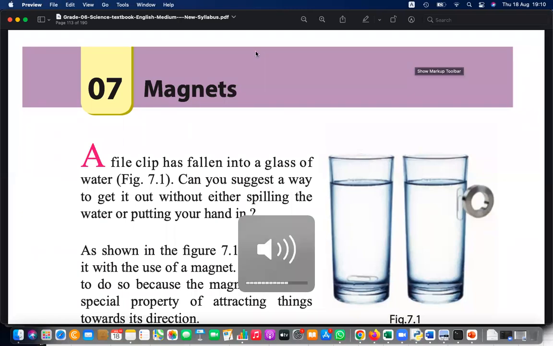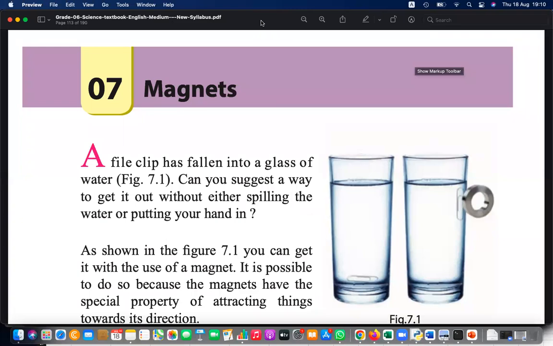So where have you seen magnets? Have you seen magnets anywhere? Yes, in a pencil box. For this temporary locking and unlocking purpose, the pencil box has a magnet. Anything else that you have seen?